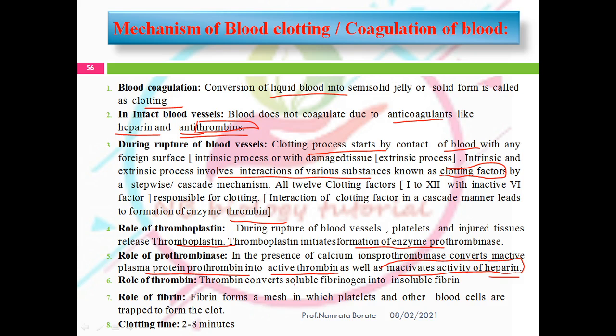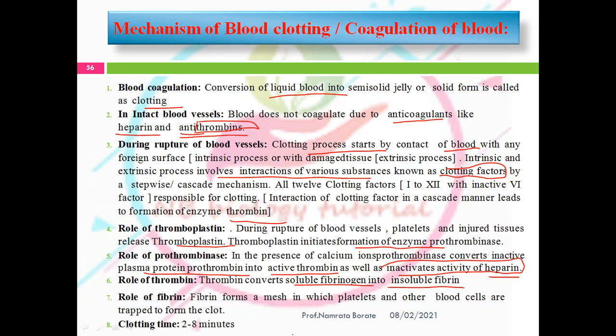This active thrombin converts the soluble fibrinogen, and the soluble fibrinogen converts into the insoluble fibrin. Whenever this insoluble fibrin is formed, the fibrin forms a mesh in which the platelets and the blood cells are trapped to form a clot. For all this coagulation, the time required is 2 to 8 minutes.